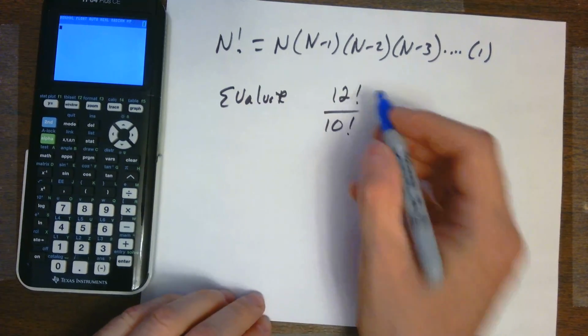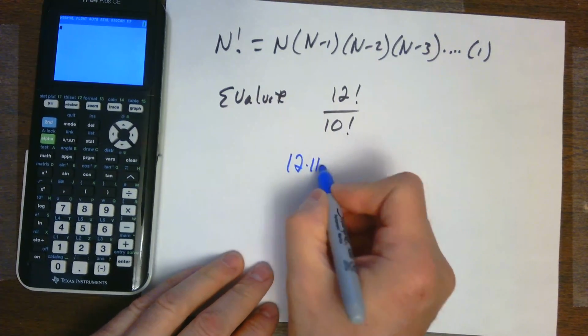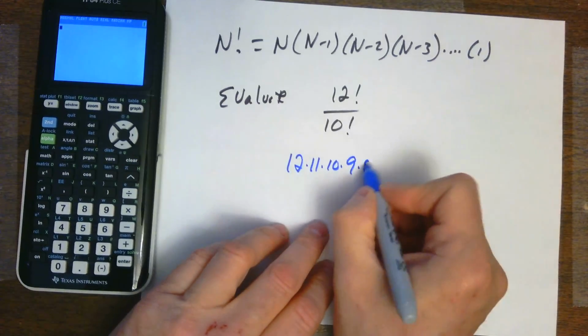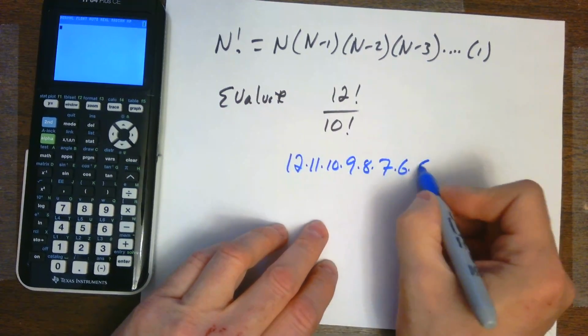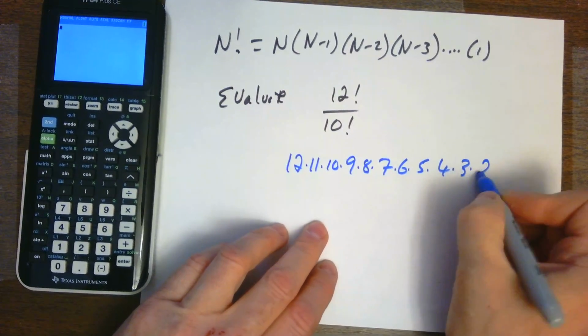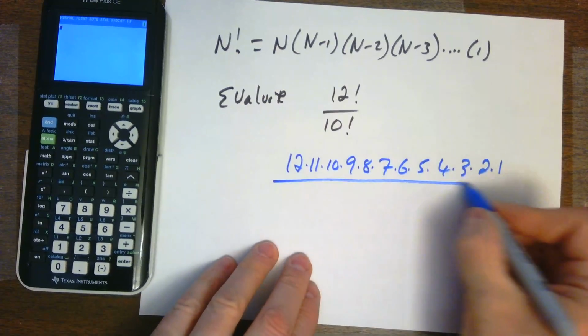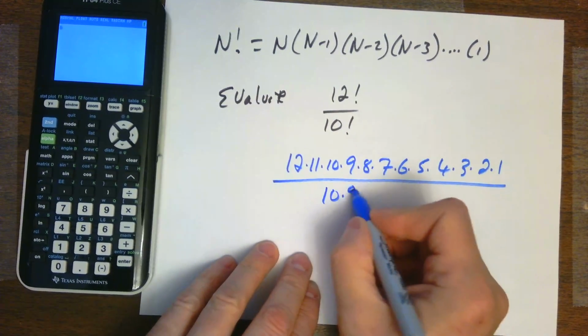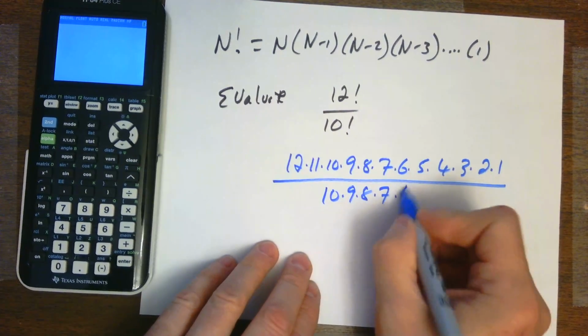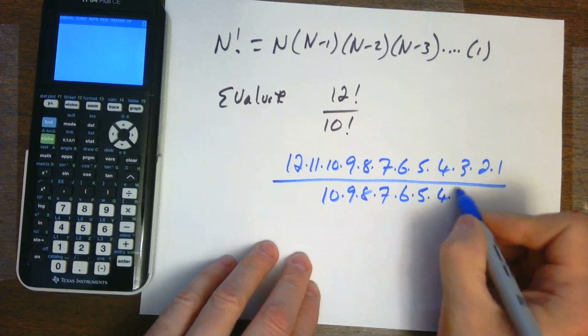12 factorial is really 12 times 11 times 10 times 9 times 8 times 7 times 6 times 5 times 4 times 3 times 2 times 1, all over 10 factorial, 10 times 9 times 8 times 7 times 6 times 5. Do you see what's about to happen here?